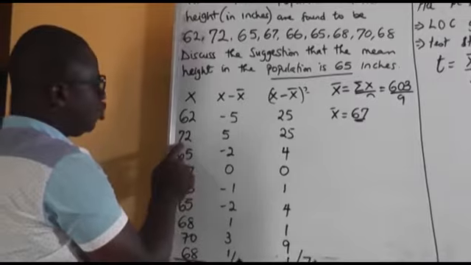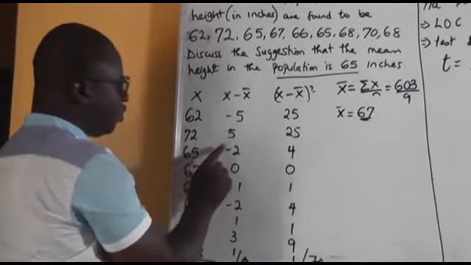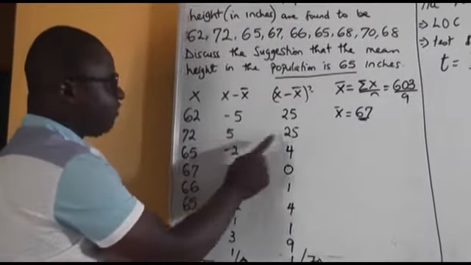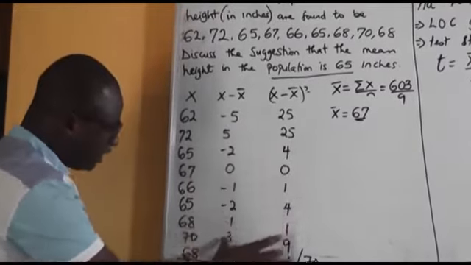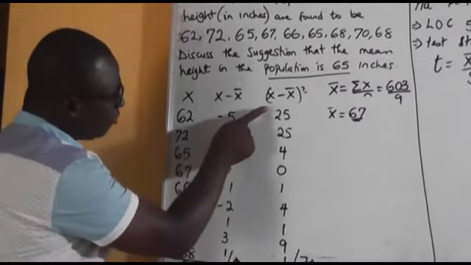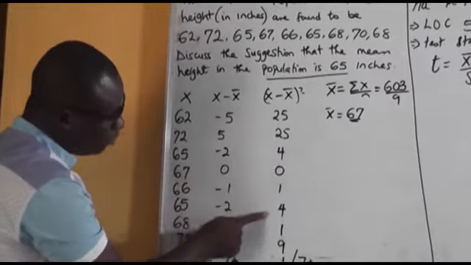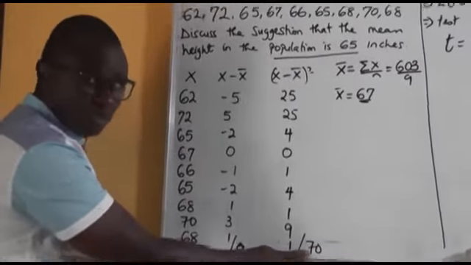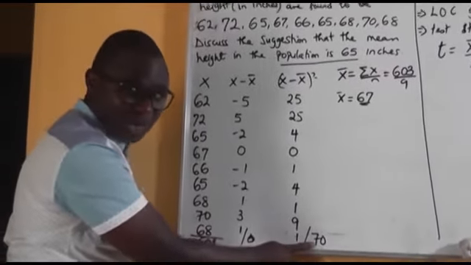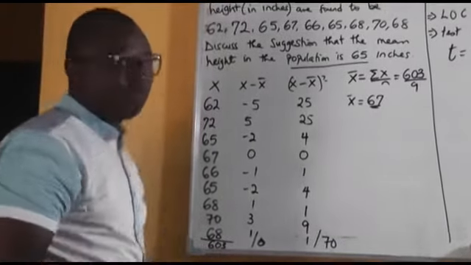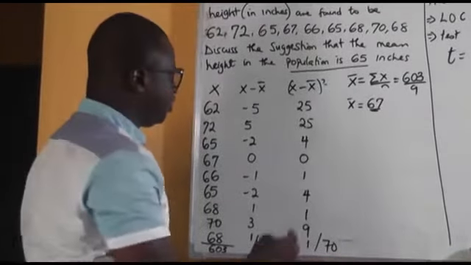Then 72 minus 67 will give you 5. If you square 5, it will give you 25. And then when you do it that way, now when you add up the sum of this column, if you add everything, it's going to give you 70. Are we together? Now, what is the formula for standard deviation?